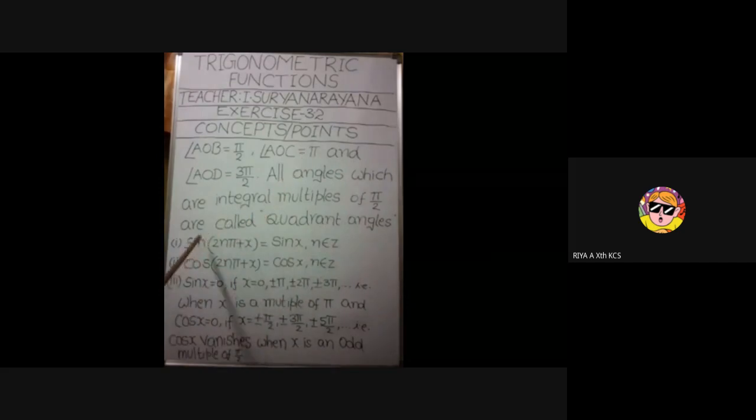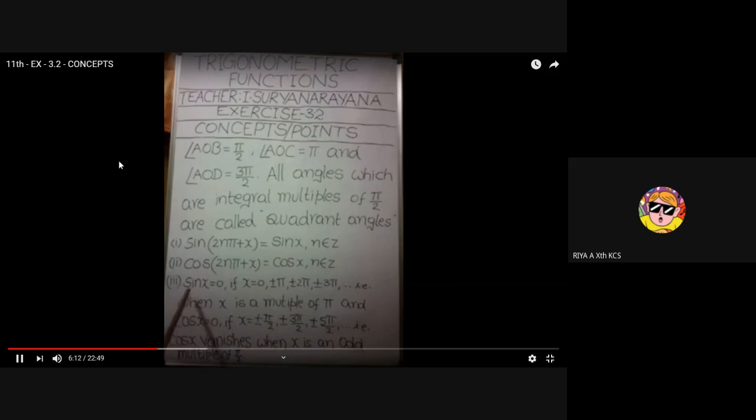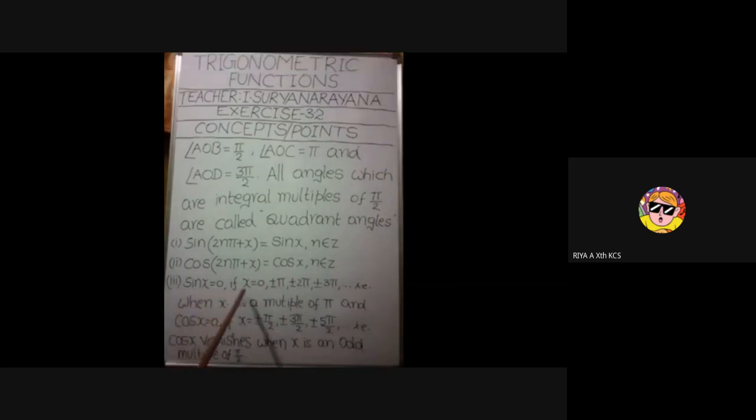Right. Now, remember these points, my dear children. First point, sine of 2n pi plus x is equal to sine x for n belongs to Z. Second point, cos of 2n pi plus x is equal to cos x where n belongs to Z. Similarly, sin x is equal to 0 if x is equal to 0, plus or minus pi, plus or minus 2 pi, plus or minus 3 pi and so on.